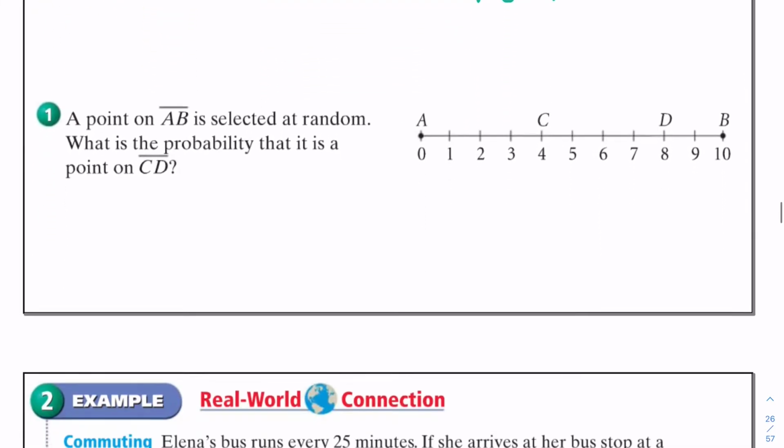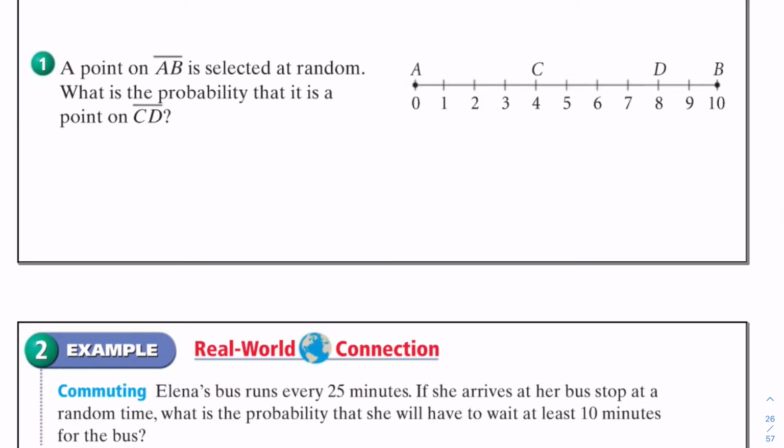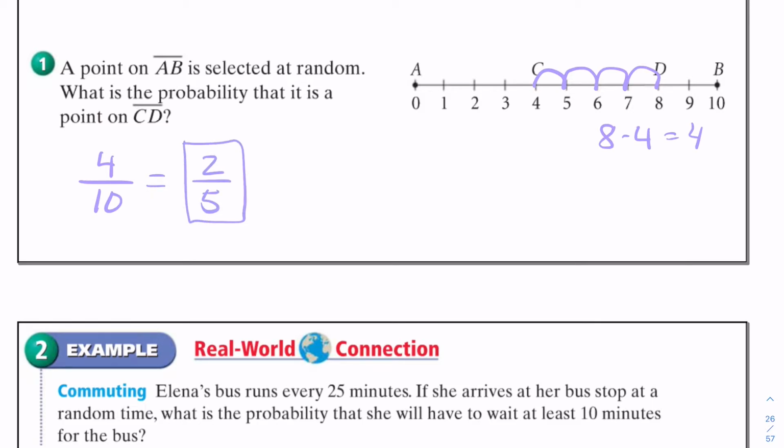Okay, the next one. A point on AB is selected at random. What's the probability that the point is on CD? Well, it looks like from A to B is 1, 2, 3, 4, all the way to 10. And from C to D, it looks like it's 1, 2, 3, 4. Again, I could do 8 minus 4, which is 4. So it's a 4 in 10 opportunity, making it a reduced fraction of 2/5. So it's a 2/5 opportunity for that to occur.